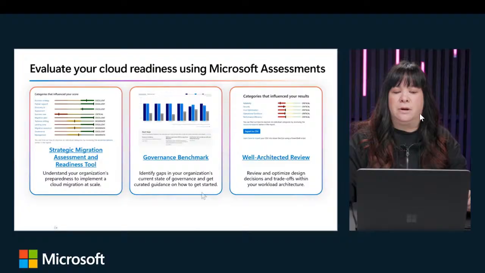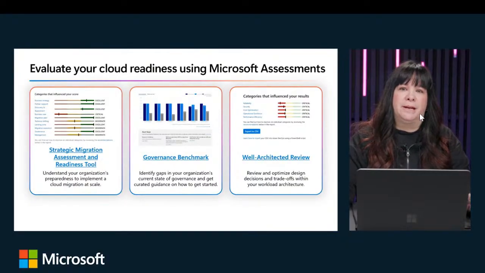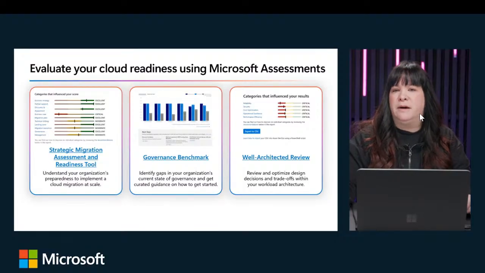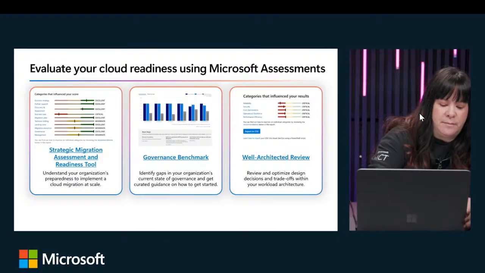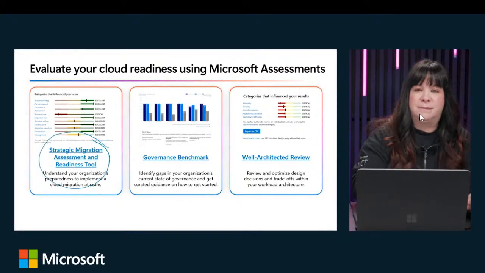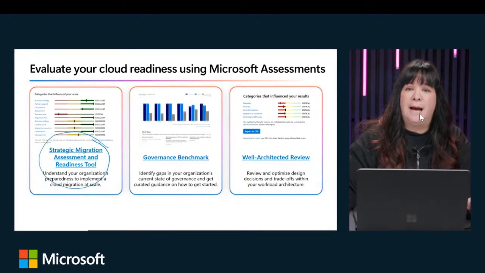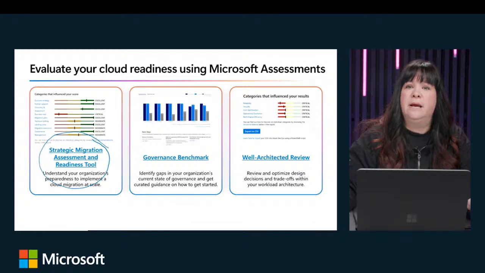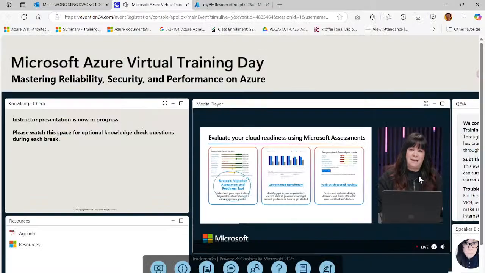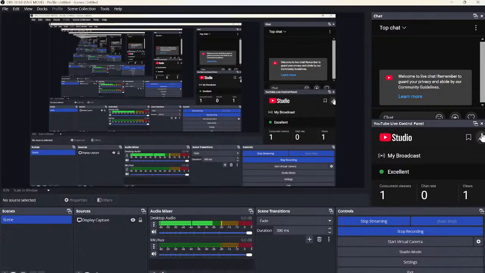Now, when you evaluate your cloud readiness using Microsoft assessments, this is to ensure your organization is prepared for cloud migration at scale. Microsoft offers several assessment tools. You've got the Strategic Migration Assessment and Readiness Tool. This tool helps you understand your organization's preparedness for implementing a cloud migration at scale. It provides insight into your current state and identifies areas that need improvement.